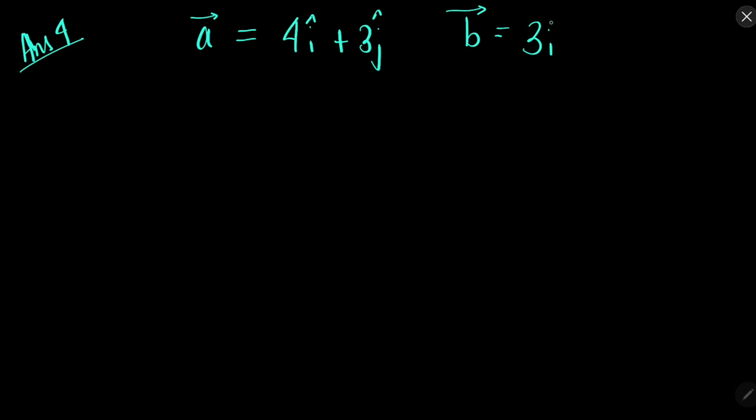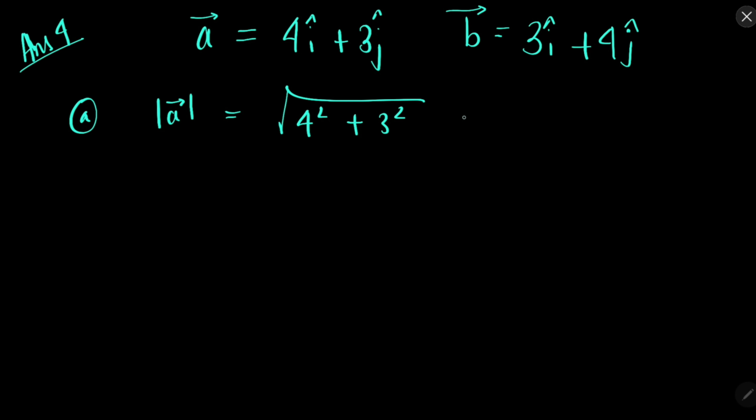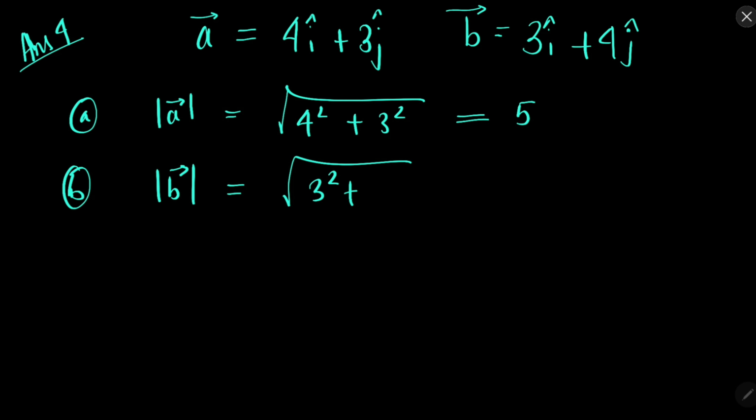So question number 4 solution. We have been given a vector is 4i cap plus 3j cap and b vector is 3i cap plus 4j cap. So these are the quantities that are given. First we need to find the magnitude of a vector, which is quite simple, just square the individual components. So we will get 5. For b vector again, just square the individual components, 3 square plus 4 square, which will again give us 5.